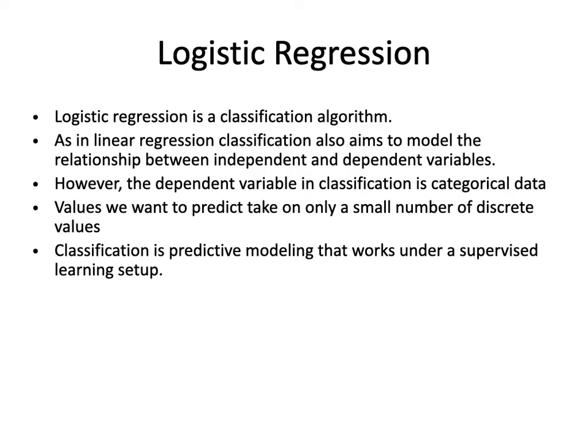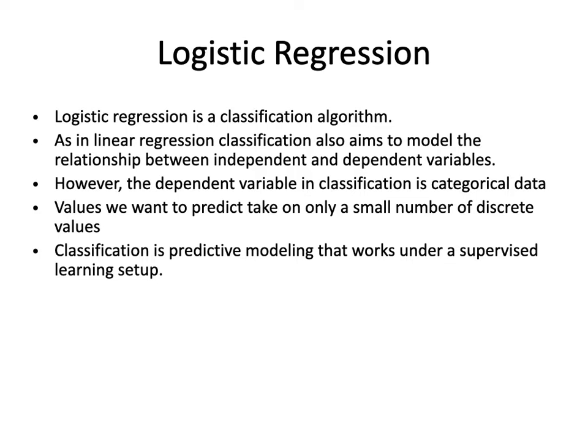Well, logistic regression is a classification algorithm. As in linear regression, classification also aims to model the relationship between the independent variable and the dependent variables. However, the dependent variable in classification is categorical data, or the values that we want to predict take on only a small number of discrete values. So classification aims to categorize which category an observation belongs to.